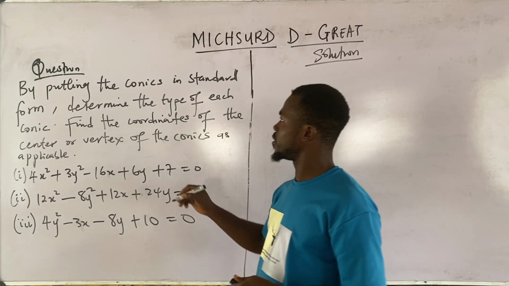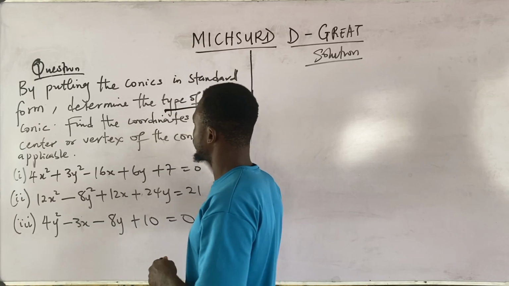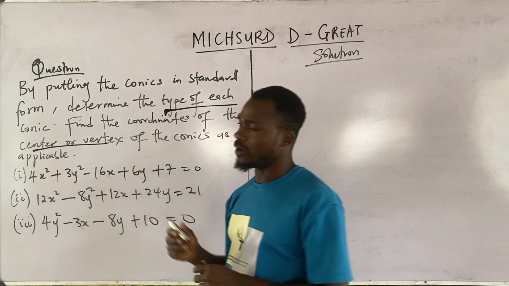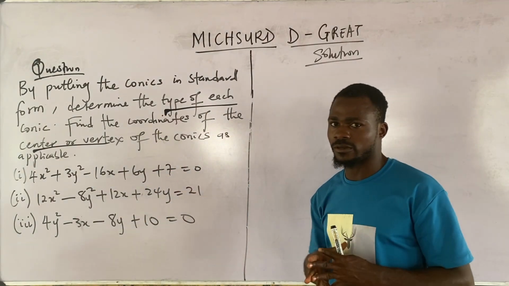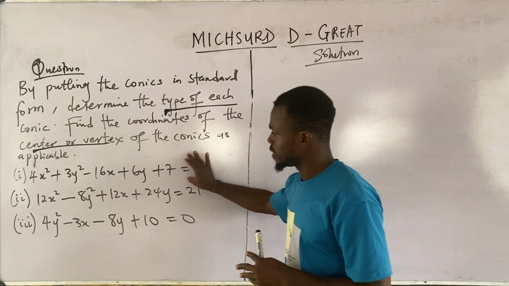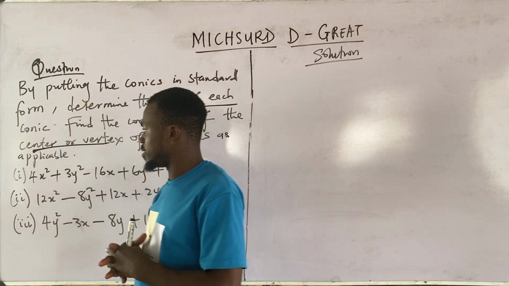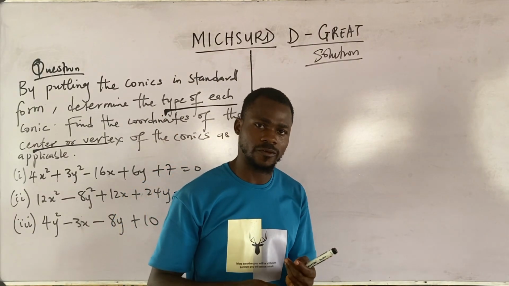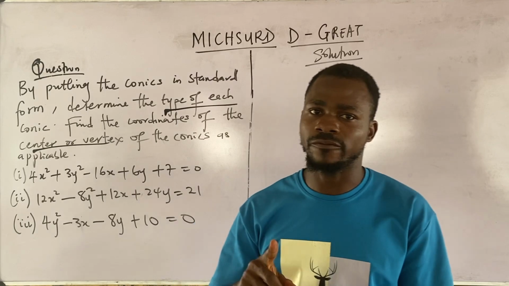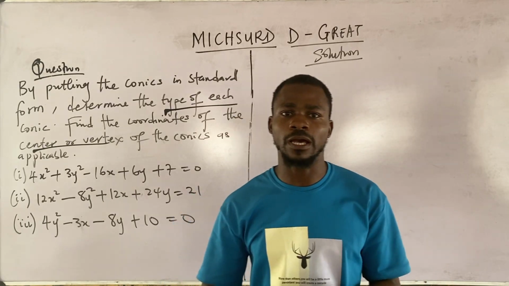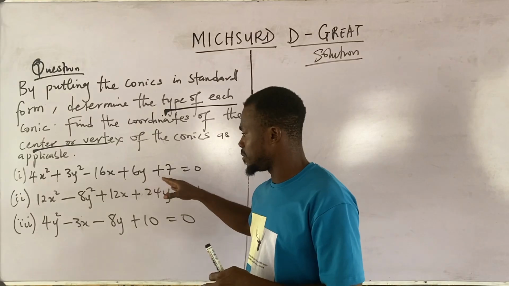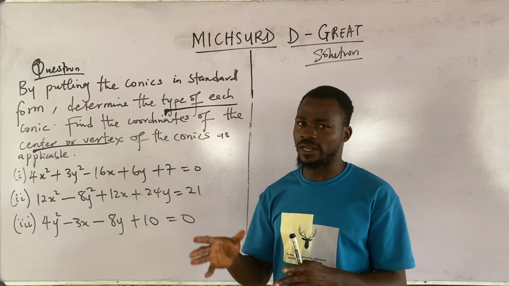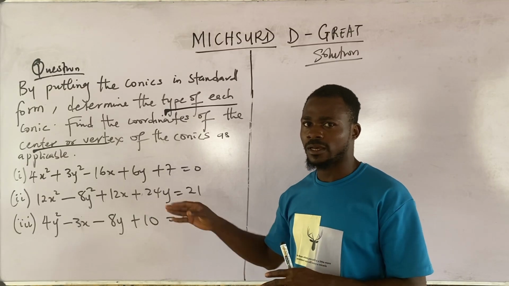So the first question is to determine the type of the conic, and also to find the center or the vertex of that conic. The first equation is given as this. This is an equation that represents one of the conics. Remember, in conic sections, we have the ellipse, the parabola, and the hyperbola. So we want to know which of these is the ellipse, which is the hyperbola, and which is the parabola, and also to find the vertex and the center as applicable.